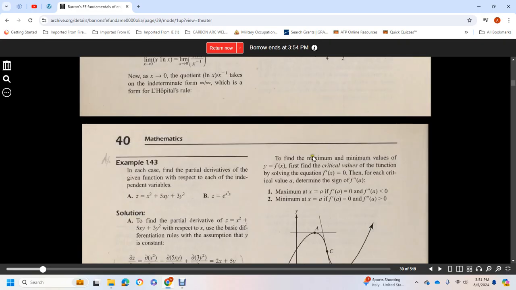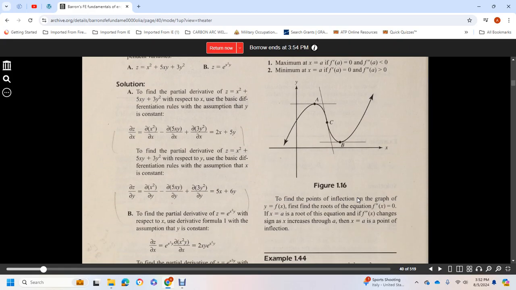To find maximum and minimum values of y equals f(x), first find the critical values by solving f'(x) equal to 0. For each critical value a, determine the sign of f''(a). There is a maximum at x equals a if f'(a) equals 0 and f''(a) is less than 0. There is a minimum at x equals a if f'(a) equals 0 and f''(a) is greater than 0. Figure 116 shows a, b, and c.